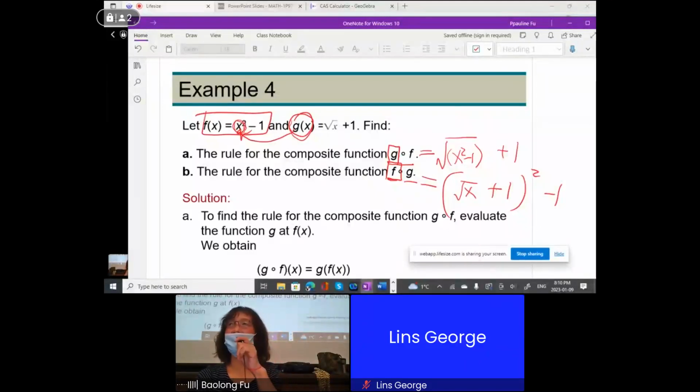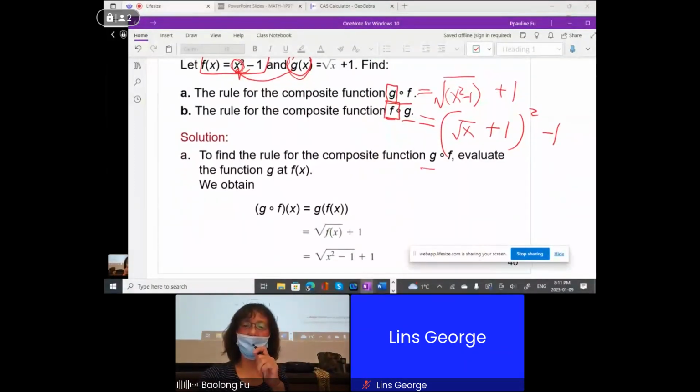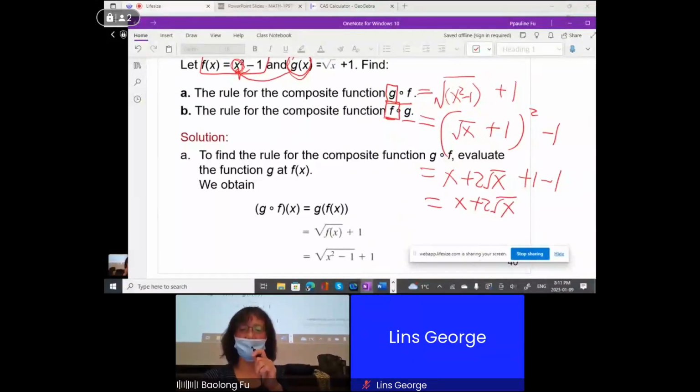Is that okay with everyone? Okay. And you can simplify this one. Opening this bracket, it becomes x plus 2 square root of x plus 1 minus 1. So the final result is this one. And you need to practice more to get comfortable with this composite function. Okay. Questions?